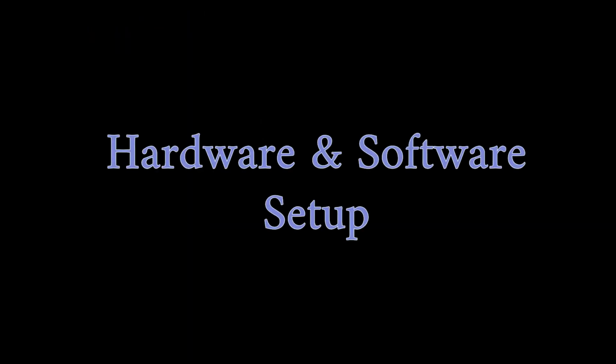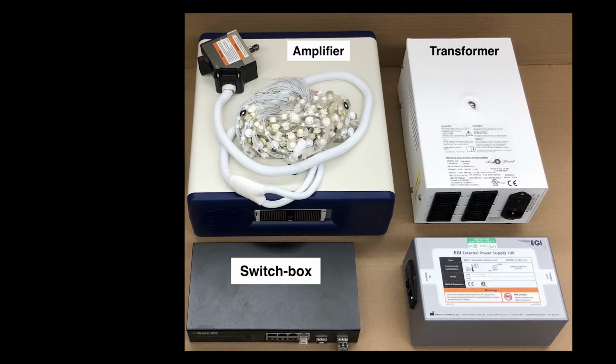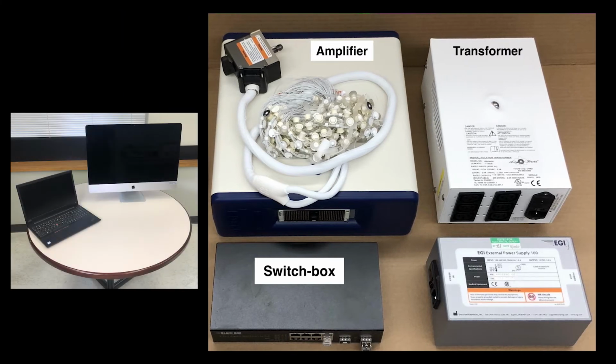Now, we will move on to the hardware and software setup. First, we want to verify that you have all of the necessary hardware from EGI and a capable BCI2000 PC. So first get your EGI amplifier, and then verify that you have the network switch box, the amplifier power supply, the medical grade transformer, and the EGI MacBook or iMac. You also need the BCI2000 PC that will be running BCI2000. This computer must have Windows installed and have an Ethernet port or adapter.